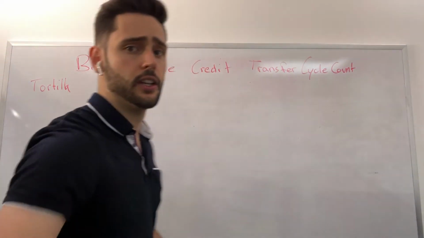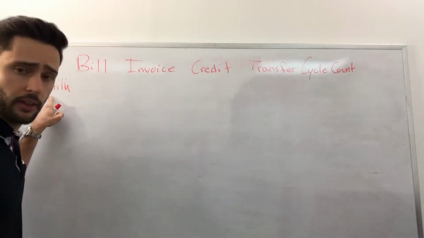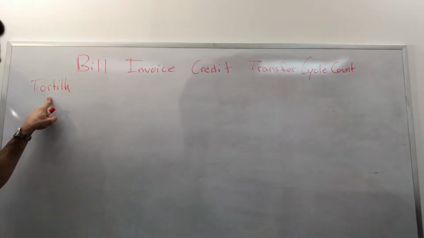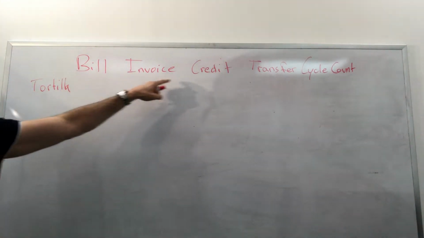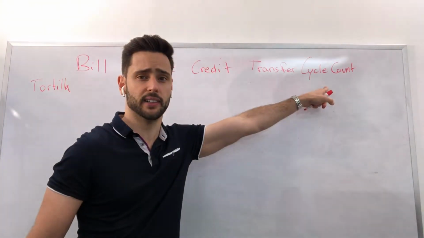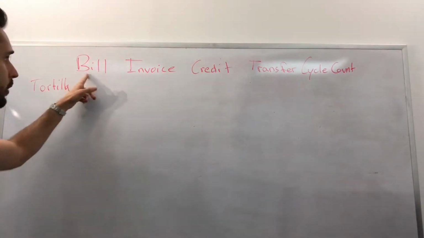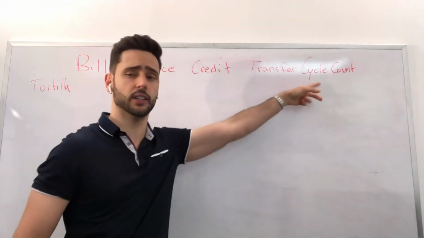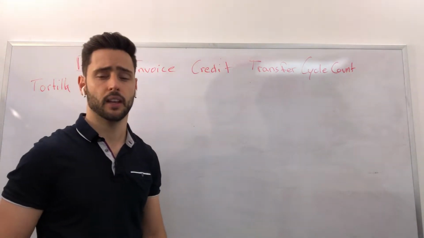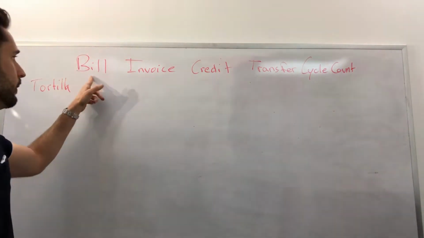Here on the screen, you're going to see that we're working with my item, tortilla. Across the top, I've itemized all of the transactions that you can do in any ERP or accounting system. So we can do a bill, an invoice, a credit, a transfer, or a cycle count. Anyways, let's start with the bill.